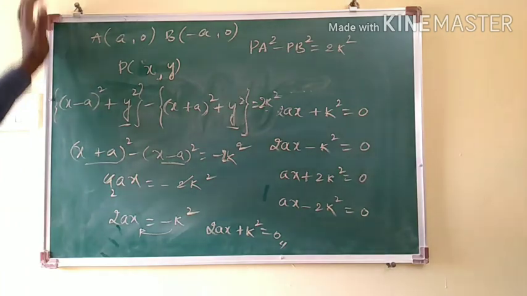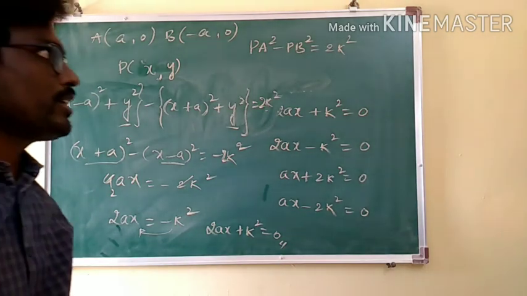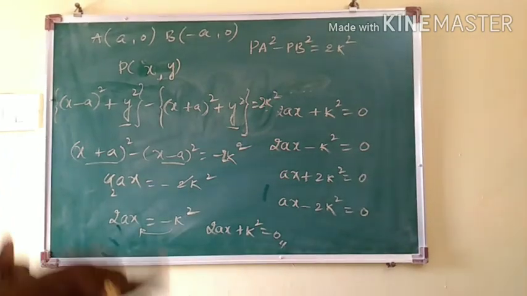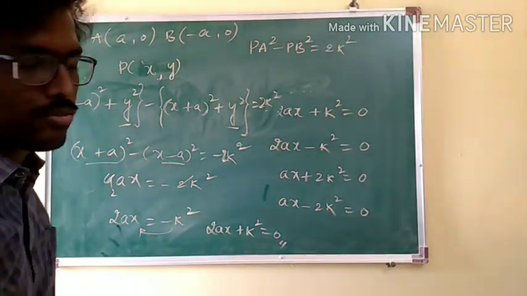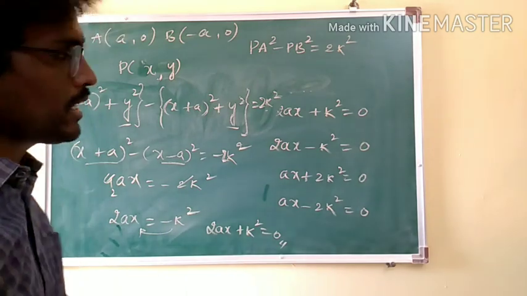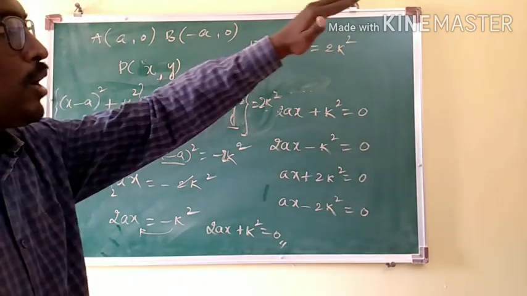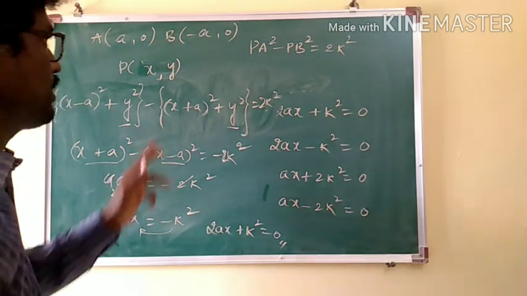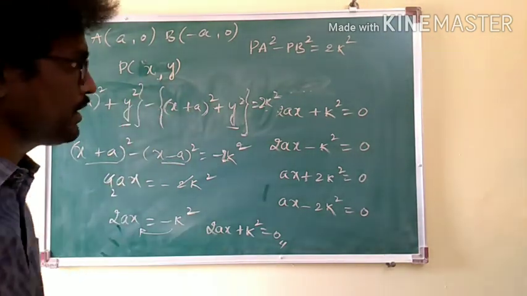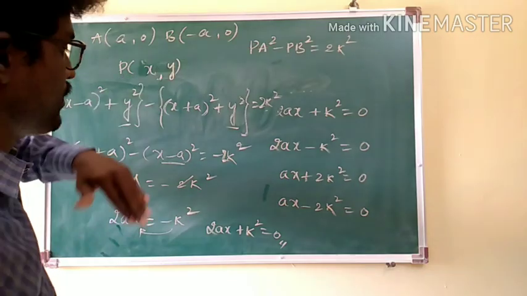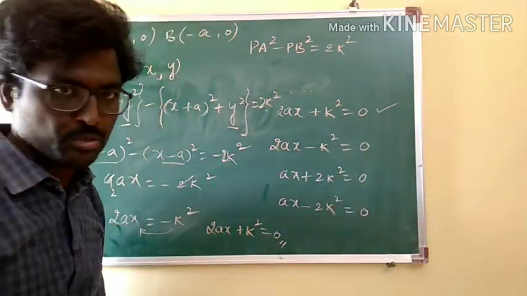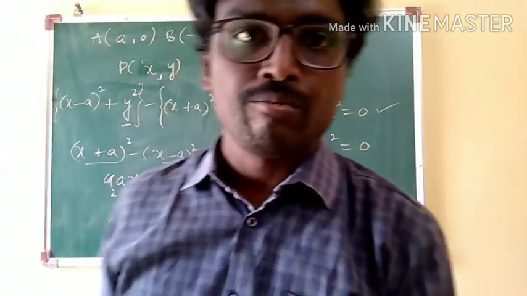Listen carefully. The given geometrical condition is pa square minus pb square is equal to 2k square. Initially I took h comma k as we have been doing in the routine manner, but I eliminated it because in the problem itself there is k. So the calculation goes wrong. That's the reason taking the locus as some x comma y and applied this geometrical condition, so that I obtained 2ax plus k square is equal to 0. So our option is 1. Hope you understand.